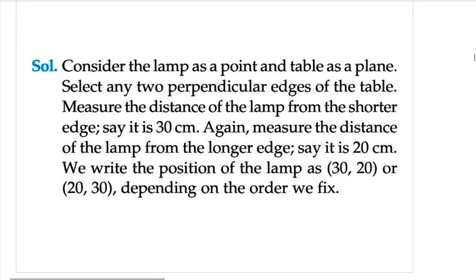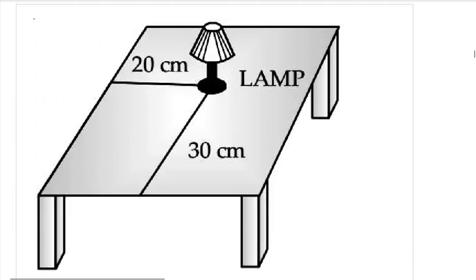So see what they have written. Consider the lamp as a point and the table as a plane. So the concept they are explaining with the example of a table and a point on the table, that is the position of the table lamp. Consider any two perpendicular edges of the table. So they have considered any two perpendicular edges of the table. Let me show you, this edge and this edge. These two edges they have considered.